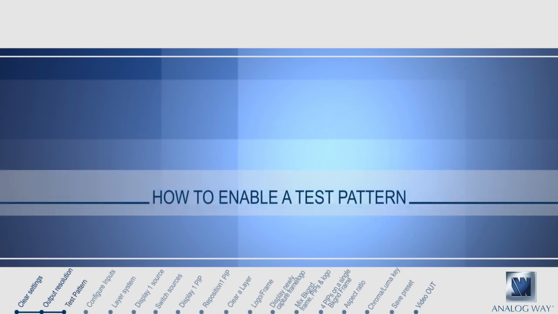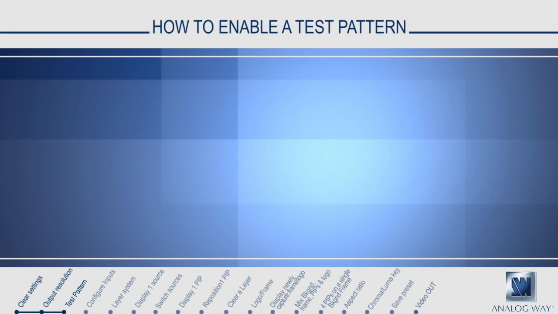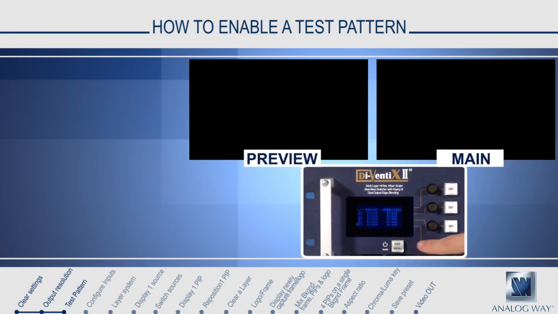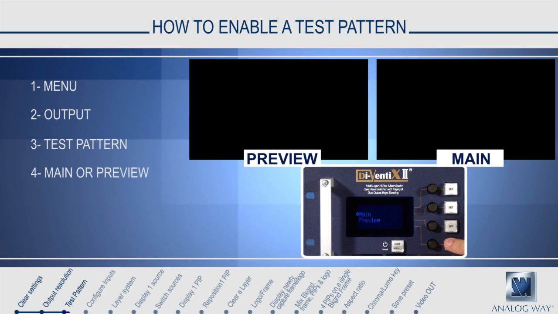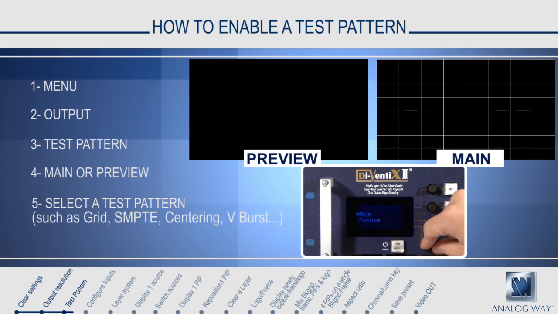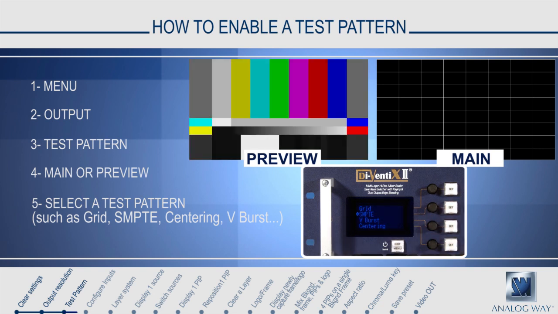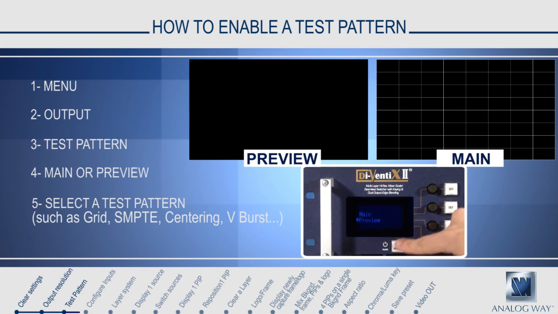How to enable a test pattern. To enable a test pattern, select Menu, then Output, then scroll down to Test Pattern, and select which output you want to address. Select the test pattern and press Set, and the test pattern will appear on the desired output. To adjust the other output, press Menu to go back, then choose Preview, then choose another test pattern. To turn off the test pattern, navigate to Test Patterns and choose Off, and the test pattern will disappear. You can change the test pattern individually on each output.